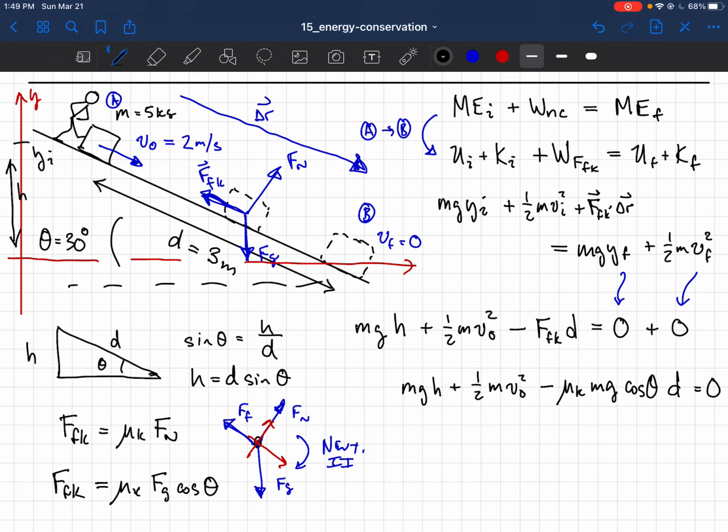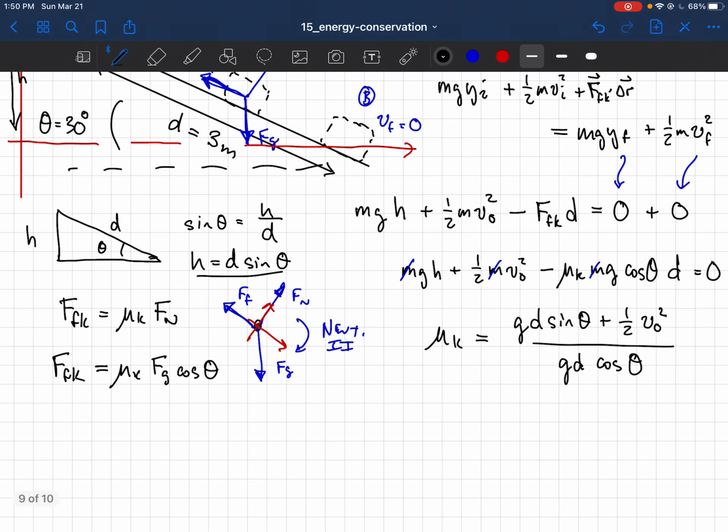So this was my frictional force. You see that I have a mass in every term, so I can divide through by m. And we're looking for mu k, so I could move that to the other side, and then I could divide through by the stuff that it's multiplying, and I get mu k is equal to gh. Oh, I was going to write out h in a nice way. So h, remember, is d sine theta. So g d sine theta plus 1/2 v naught squared, divided by g d cosine theta. There we go.